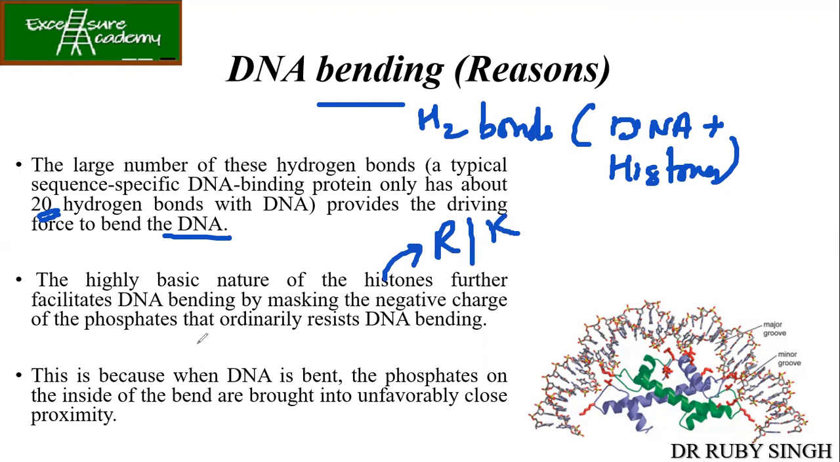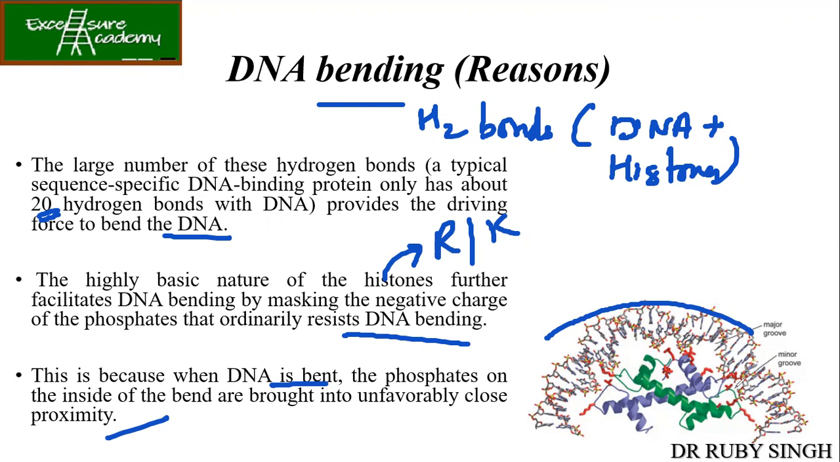Further facilitates the DNA bending by masking the negative charge of the phosphates, which actually resists the DNA bending. Very good, yes. And this is because when DNA is bent, the phosphates on the inside of the bend are brought into unfavorable close proximity. So what is happening here? Whenever you are bending the DNA, what happens?